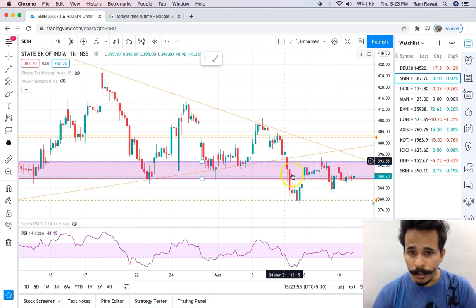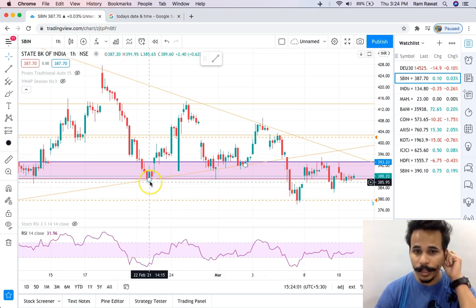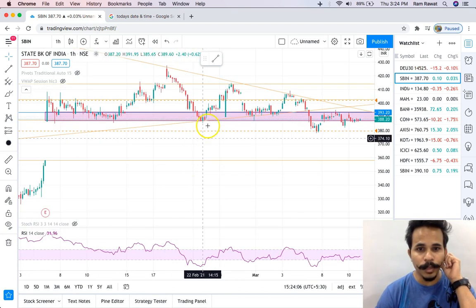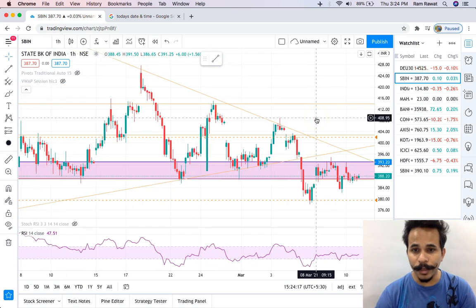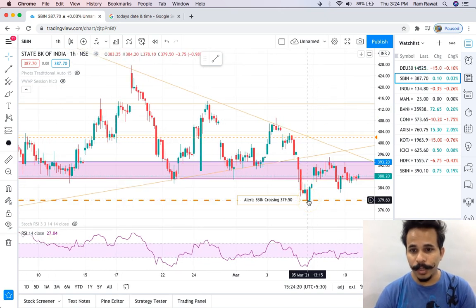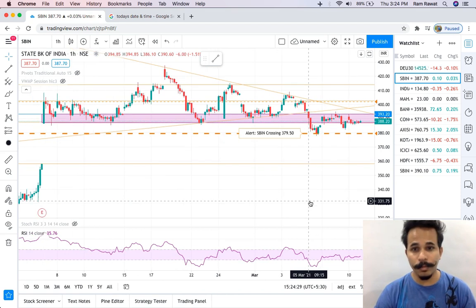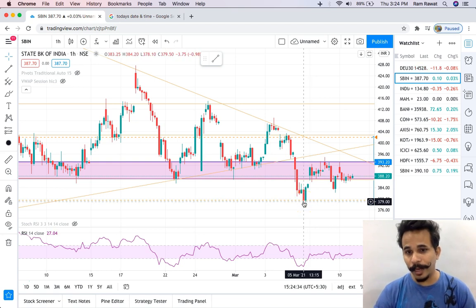So if you see, after this breakout, this was the lowest of the stock in the last 1 month, around 385, 386, something like that. When this breakout happened, the lowest of the stock got hit, and the stock achieved a further low, which is around 379, or 378. So now this is the lowest of the stock in the last 30-40 days. This is an important level, I would say.